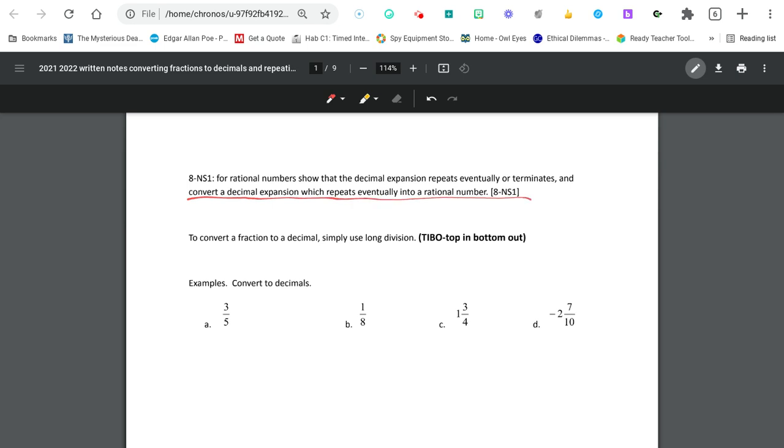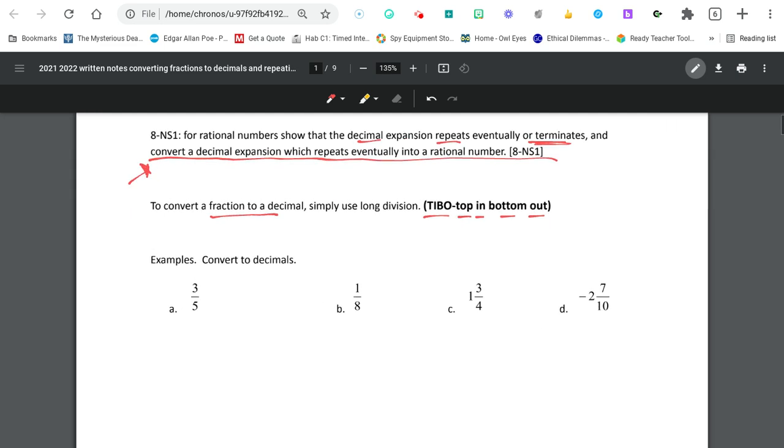So we're going to say that for tomorrow, but when I end the video today, right before I end it, I'm going to go into something that will help you with this part right here. All right, so let's go ahead and look at converting fractions to decimals. So we want to convert a fraction to a decimal. We're going to use TBOW, which just means top in, bottom out. And we're going to see if our decimal is going to repeat or will it terminate.